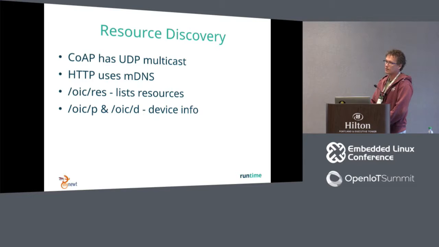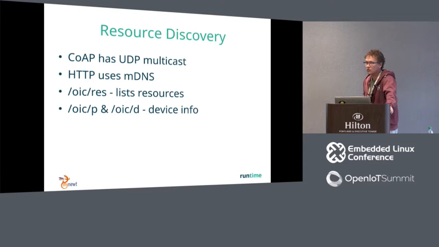CoAP runs over UDP, and uses UDP multicast to initiate the query. Responses come back as unicast. HTTP uses mDNS to publish information about these servers.